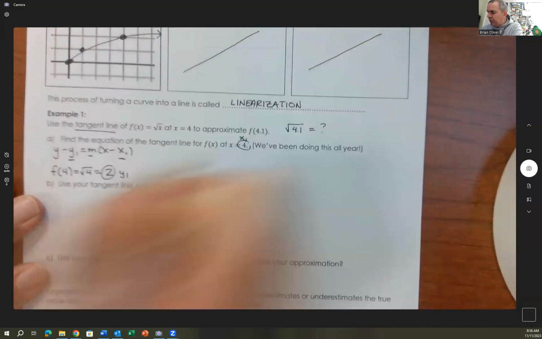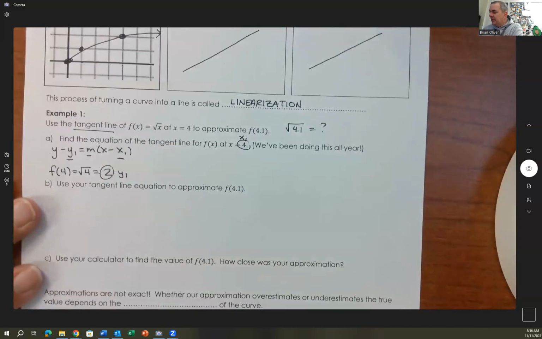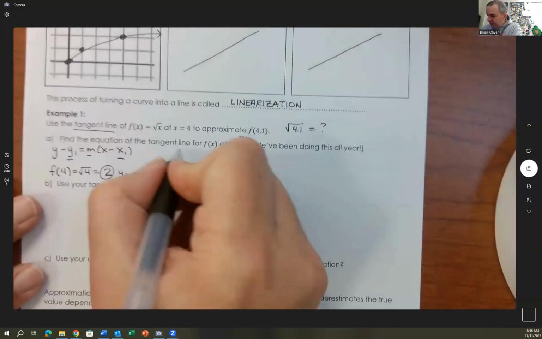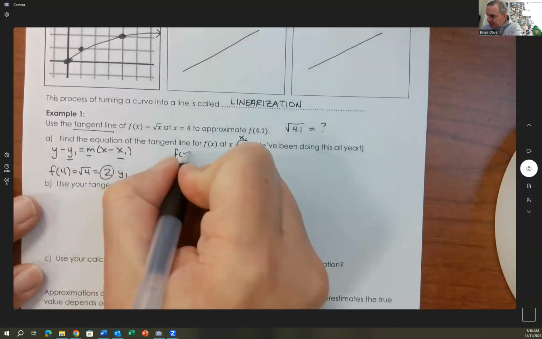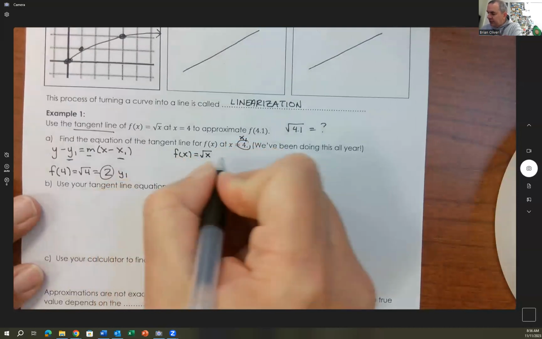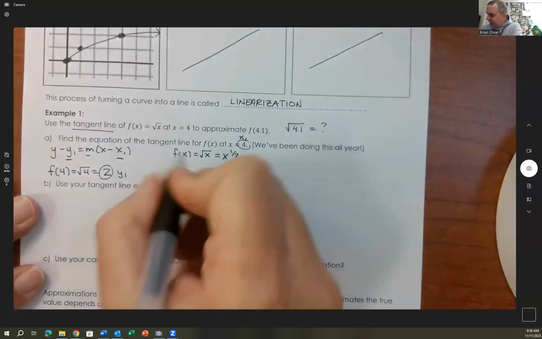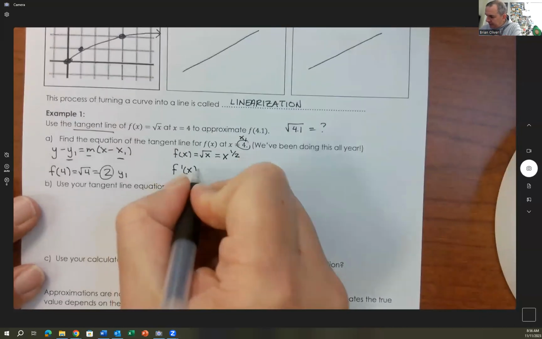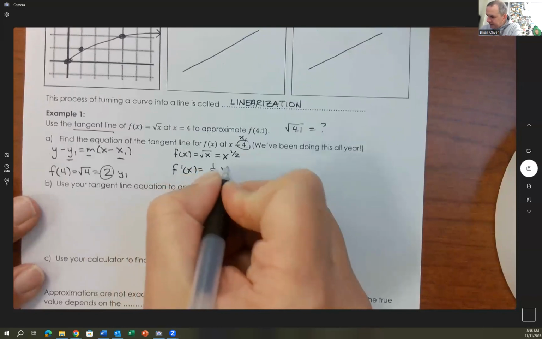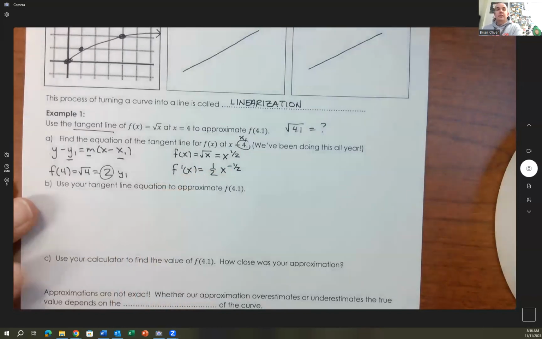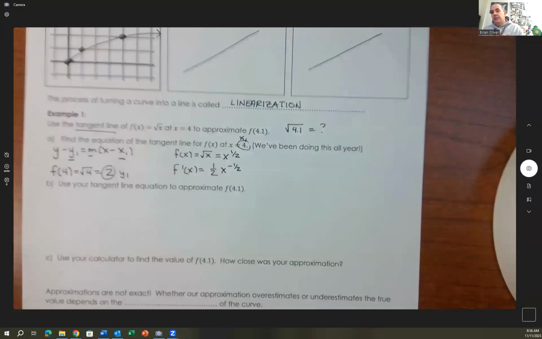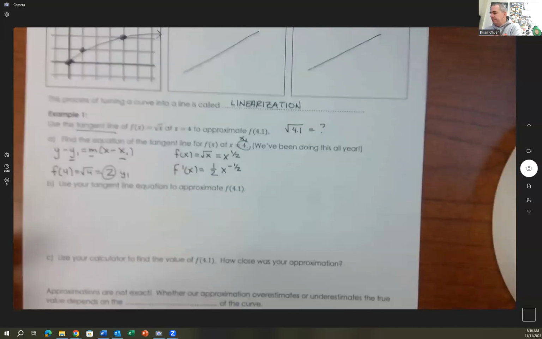So I got my x1 is 4, my y1 is 2. Now for slope, slope is derivative. So since f of x equals the square root of x, which is the same as x to the 1/2, the derivative is going to be 1/2 x to the -1/2. That is our expression that we can use to find the slope anywhere along the function.